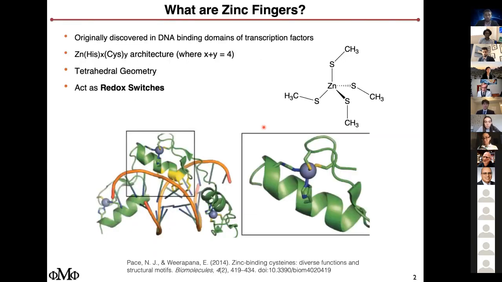So first, what are zinc fingers? Zinc fingers were originally discovered in DNA binding domains of transcription factors, and they are usually comprised of a zinc architecture in which it is bound to histidine or cysteine in a tetrahedral geometry. While zinc fingers are known to adopt various functions, such as being purely structural elements or mediating protein-DNA interactions, they can also act as redox switches.